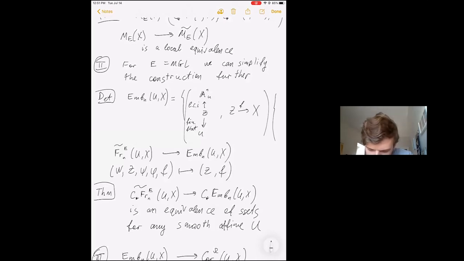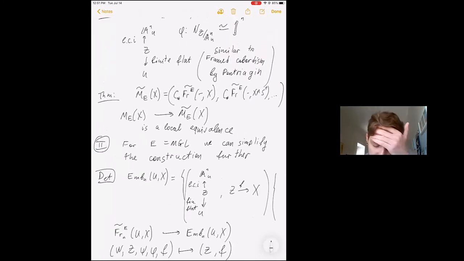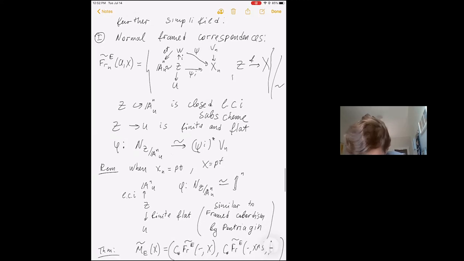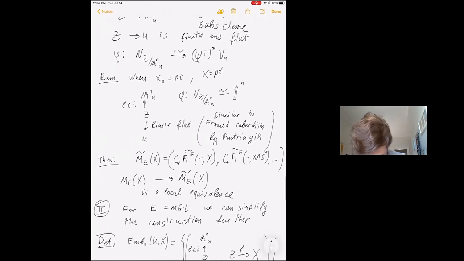The point here is that when we talk about the normal framed correspondence for MGL, we have just a tautological vector bundle Vn. The framing here is an isomorphism of a normal bundle with a pullback of the tautological vector bundle. Every vector bundle over an affine variety is isomorphic to a pullback of the tautological vector bundle. So if we have two isomorphisms to the pullback of the tautological vector bundle, we can produce a homotopy that transforms one into another in a consistent way, which makes this equivalence possible. Okay, thank you, Sasha.